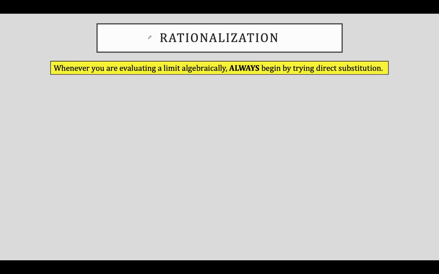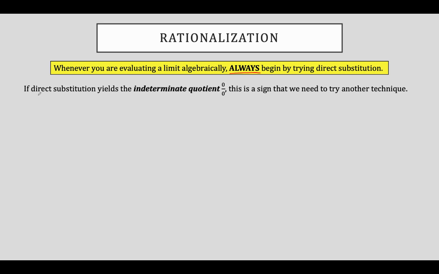Our third technique for evaluating limits algebraically is known as rationalization. Now, as I've said numerous times already, whenever you are evaluating a limit, always begin by trying direct substitution first. And if direct substitution gives you a real number, that is your answer.